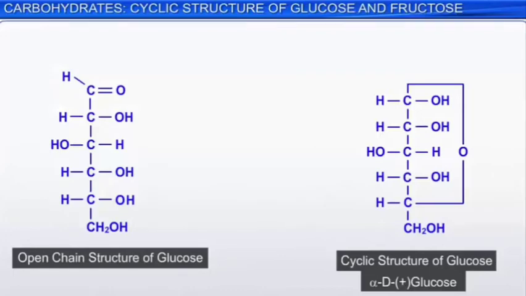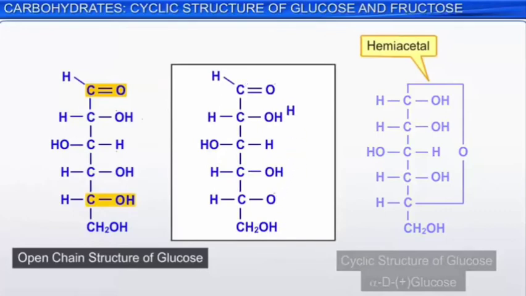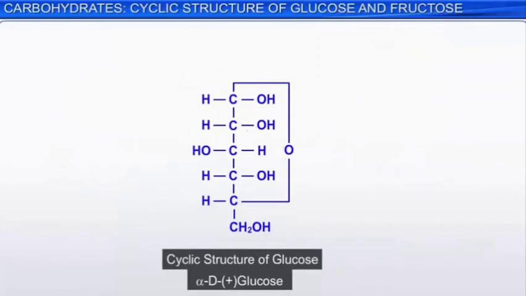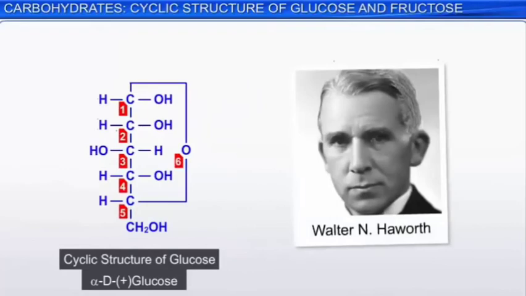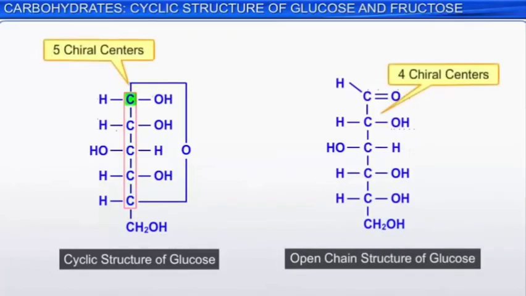The cyclic structure is attributed to the formation of hemiacetal from the reaction between the aldehydic group and the C5-hydroxyl group present within the same molecule. The cyclic structure thus formed is a six-membered ring. This cyclic structure was experimentally elucidated by Haworth and further confirmed by X-ray analysis. This cyclic structure has one chiral center more than the open chain structure.